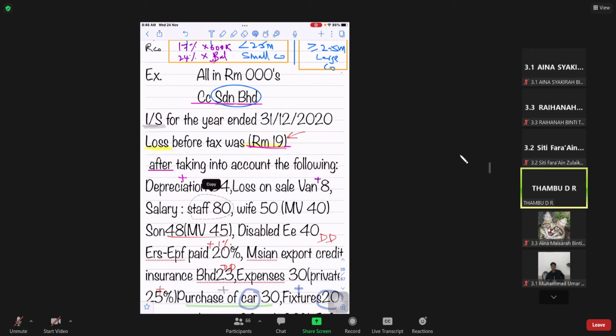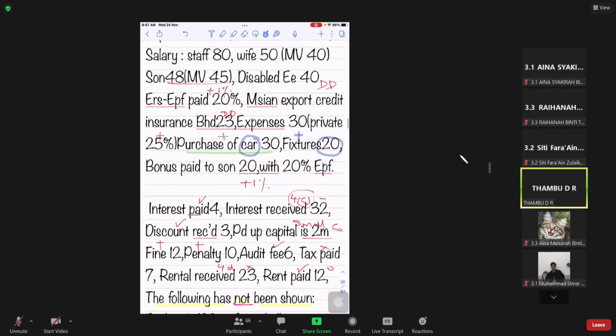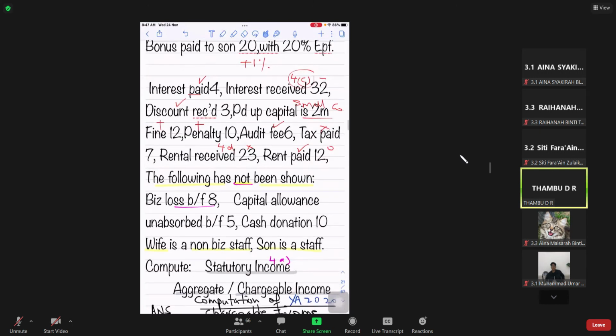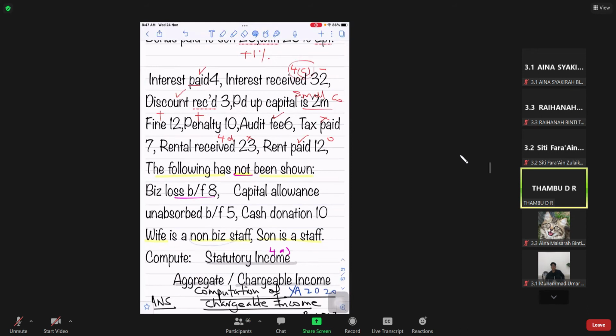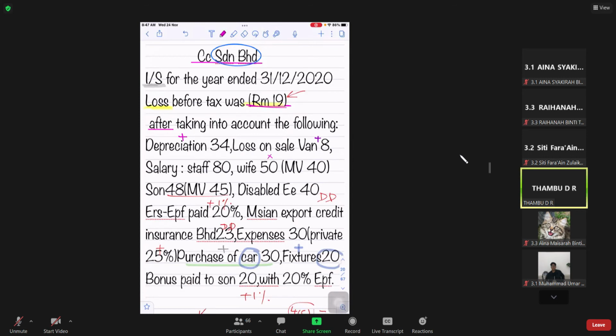Salary for staff. Staff allowed. What about wife? Wife, that question, she was not a staff. This question, I must check the question. It says wife not a staff. So not a staff, we don't want. So we don't accept this figure. Whatever you pay, doesn't matter what the market value is. Market value only if you're a staff. Any relation not working, cannot. You minus, I will add back. Staff is okay, allow.